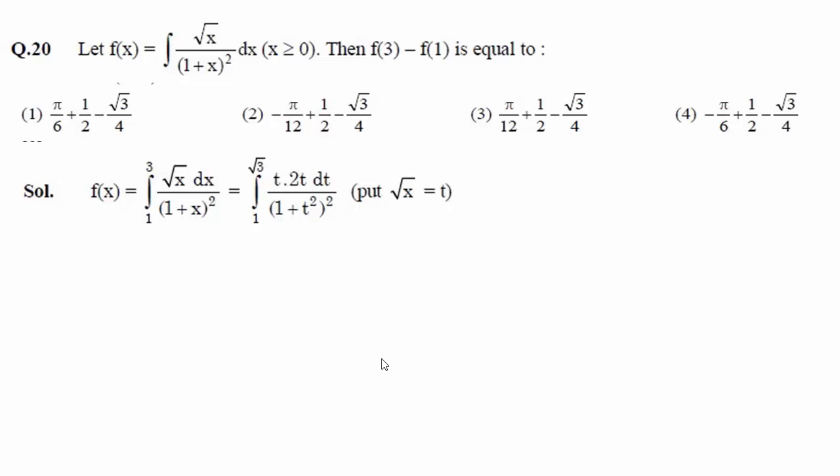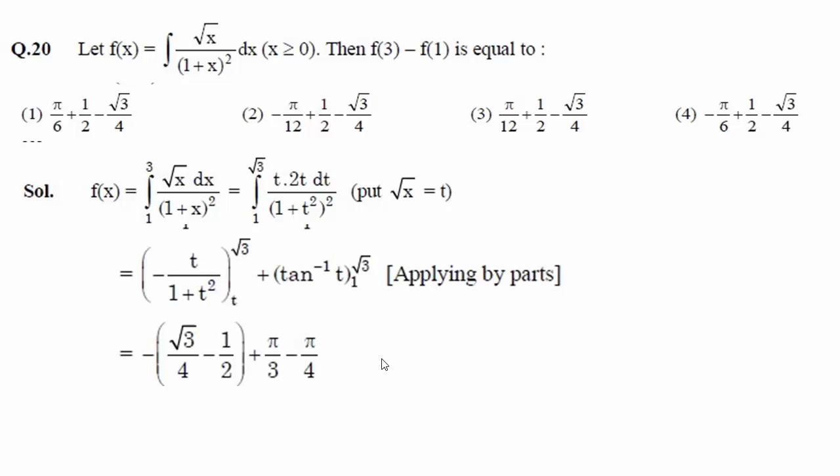f(3) minus f(1) equal to integration from 1 to 3 of root of x dx divided by 1 plus x square, equal to integration from 1 to root 3 of t into 2t dt divided by (1 plus t square) whole square, put root of x equal to t. This equals integration 1 to root 3 of 2t into t divided by (1 plus t square) whole square dt. This implies that minus t divided by 1 plus t square from 1 to root 3 plus tan inverse t from 1 to root 3, by parts.